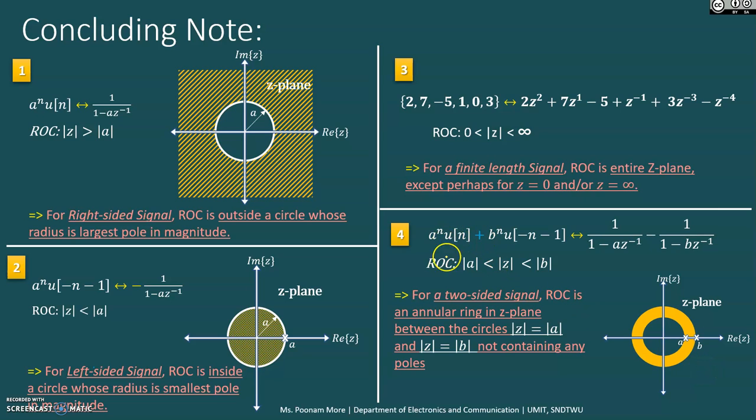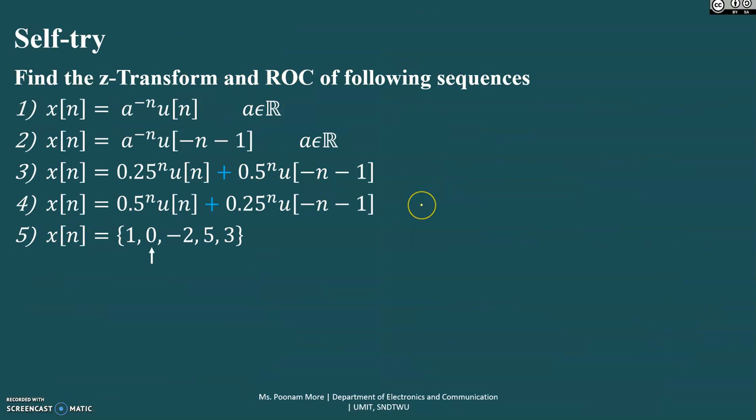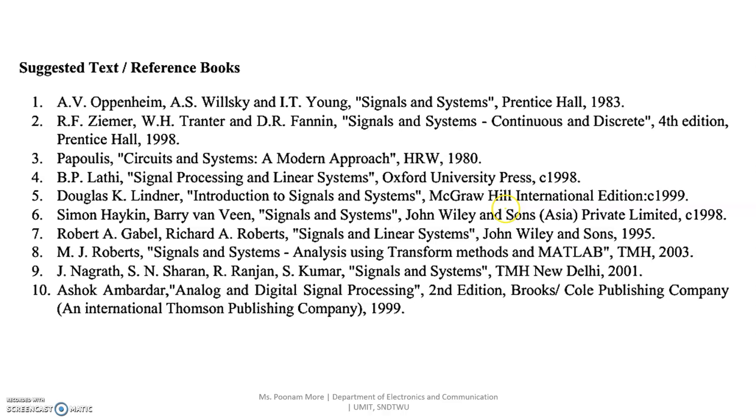So this is how for the respective signals you can have the ROCs as well as Z transform by considering the method that we have just discussed now. You can consider these as examples for self-assessment by using the method that we have just discussed now. Thank you.